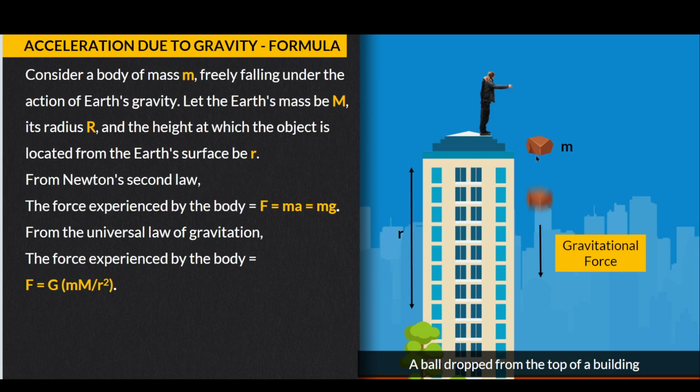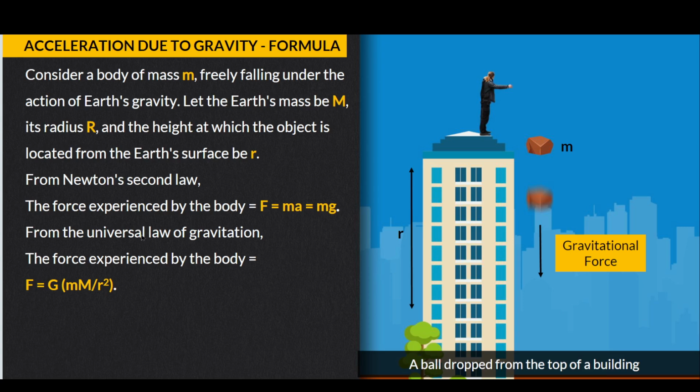Suppose you have a mass m and it is falling under the earth's gravity, and suppose the mass of the earth is capital M and R is the radius of the earth, and the height at which the object is located from the earth is r. You can see this is the height. So Newton's second law says that F equals ma. F is force, m is mass, a is acceleration. Because here it is falling under gravity, a will be replaced by g, which is acceleration due to gravity.